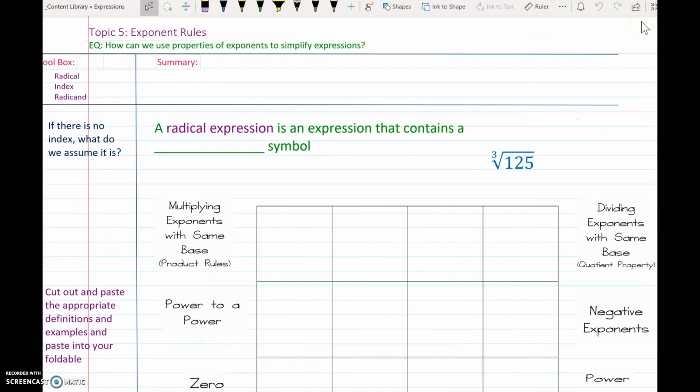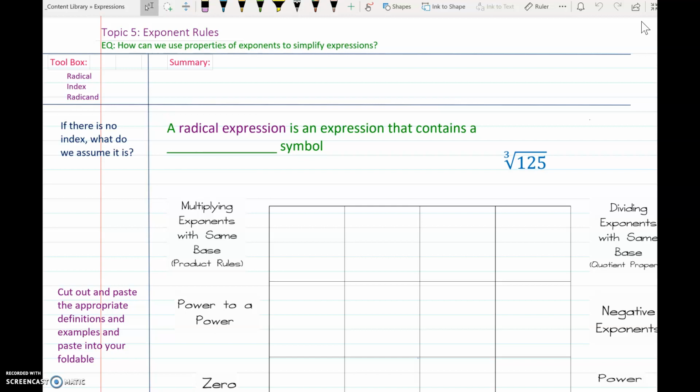Hey guys, so hopefully you got the outline and have the foldable already cut and put in your notes. If not, then go ahead and pause this video and do that right now. That way you can go ahead and get started and be ready to go.